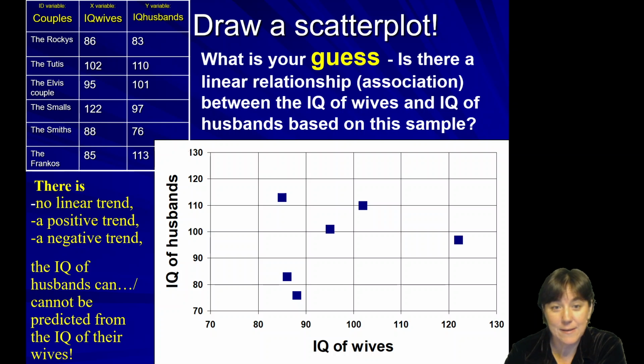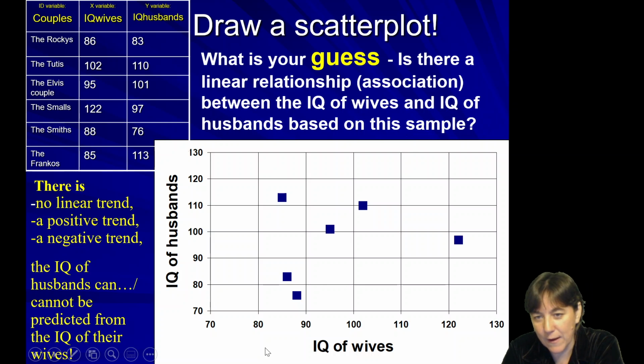My conclusion is that there's no linear trend here, but you could also conclude a positive trend or a negative trend. If this were an exam question, there would be no bad answers because it's so messy. It's not easy to solve by hand. Your guess could be any of these three.